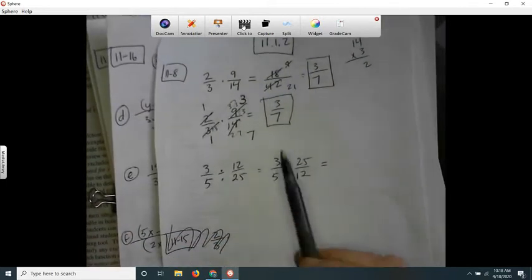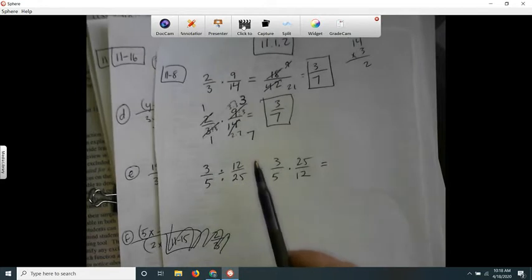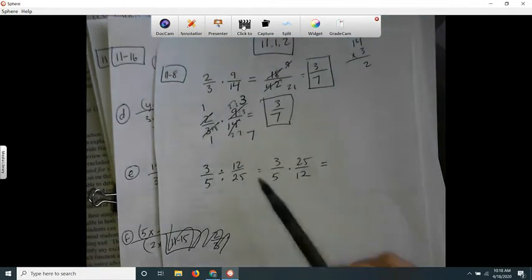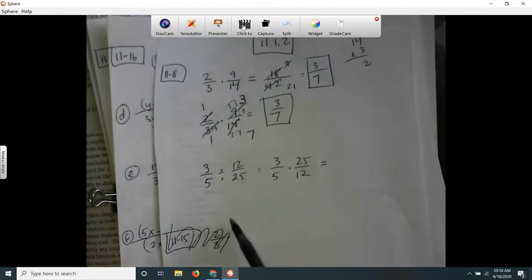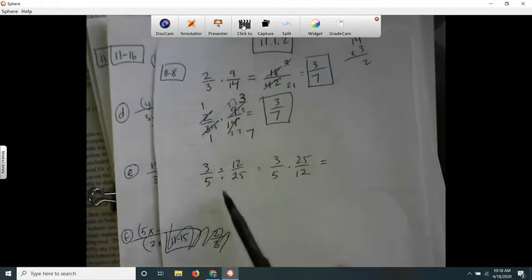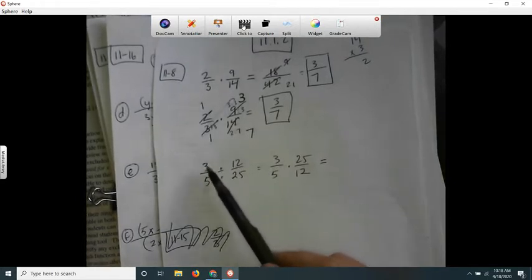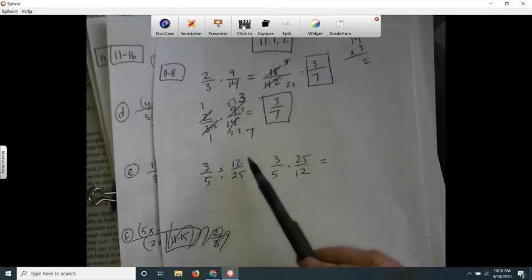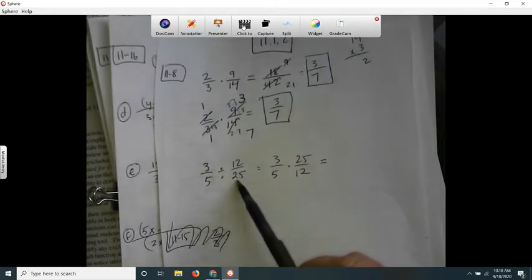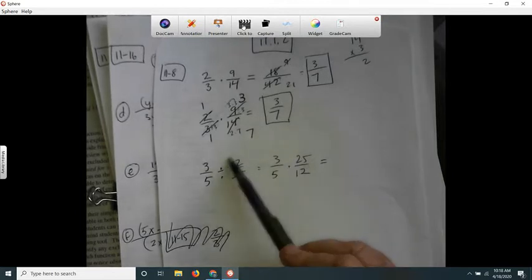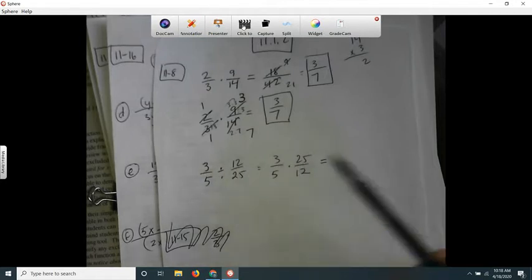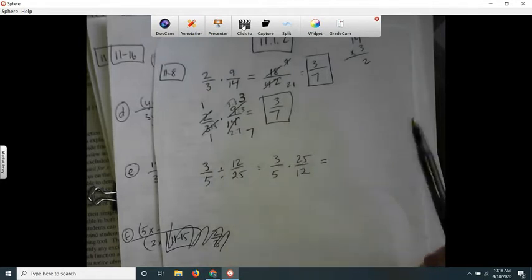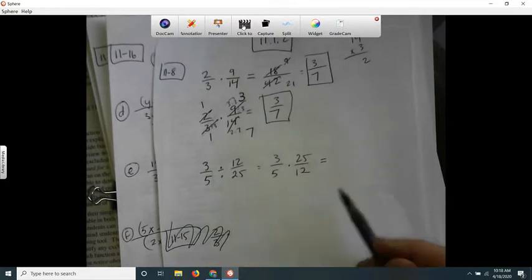And when you have division, I don't know if you remember this, but you flip the second fraction, you multiply by the reciprocal of it. Because that's what dividing is, it's multiplying by the reciprocal. So if this says 3/5 divided by 12 over 25, we can write it as 3/5 times the reciprocal of 12 over 25, which is 25 over 12. So they say, why ask why, flip and multiply? If that works for you, you can do it that way.